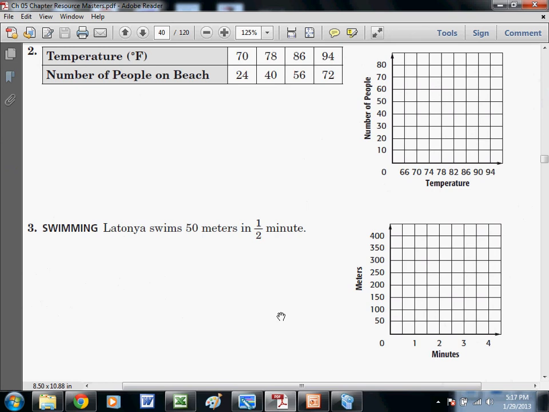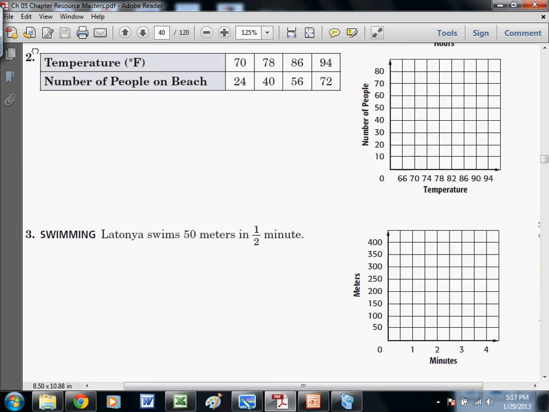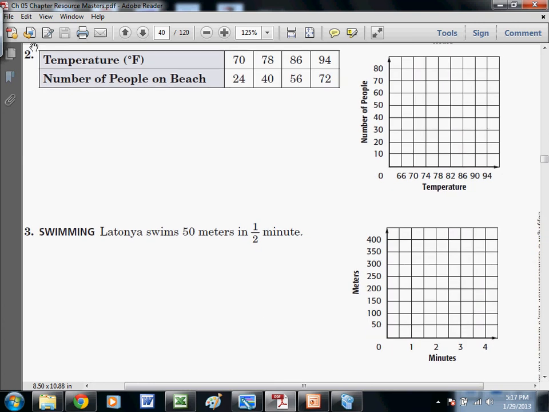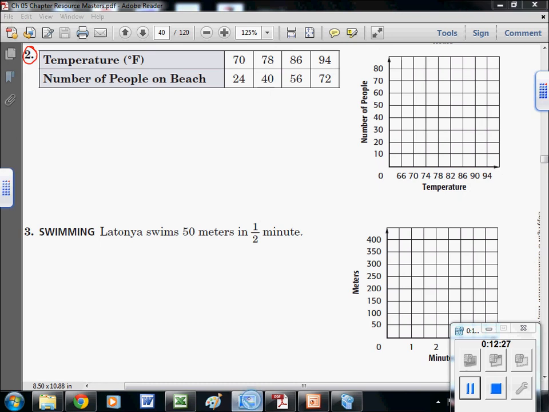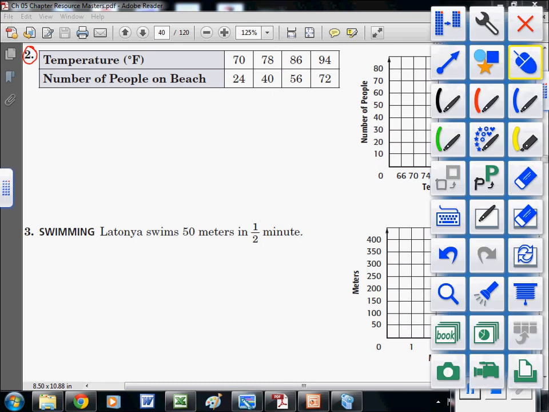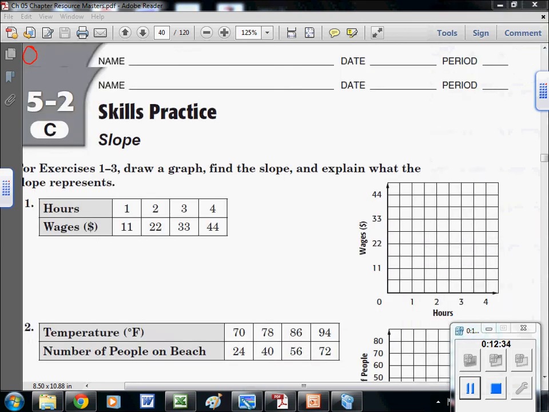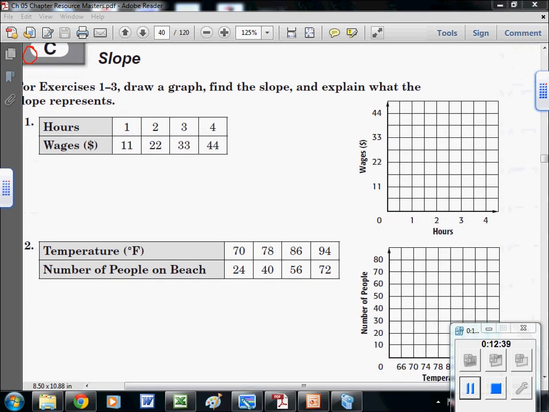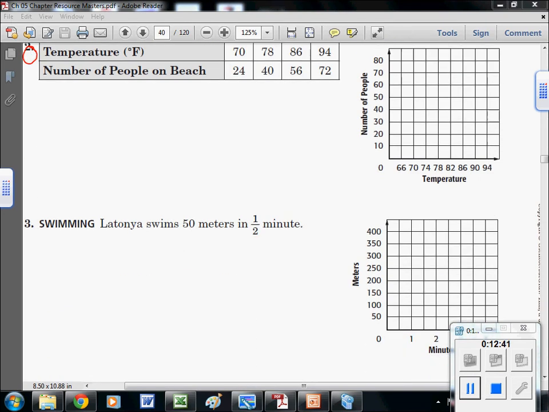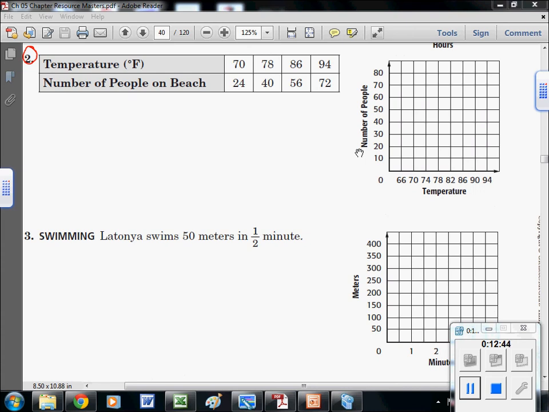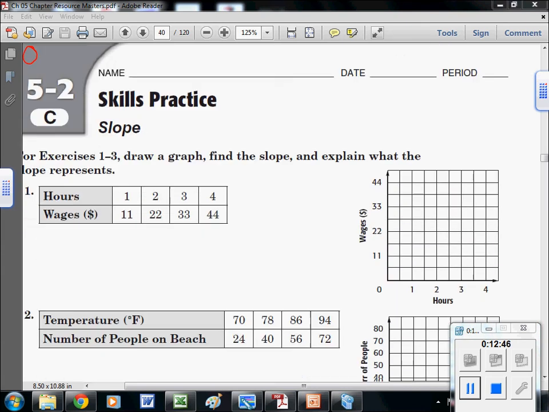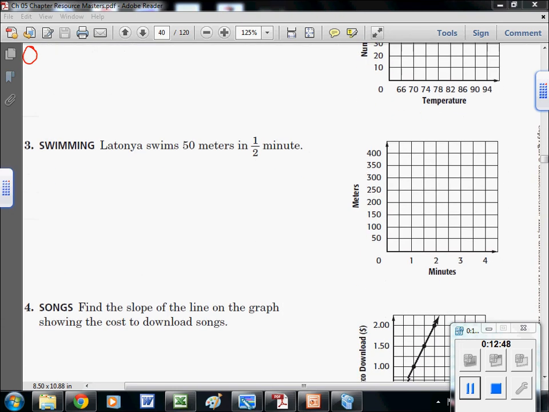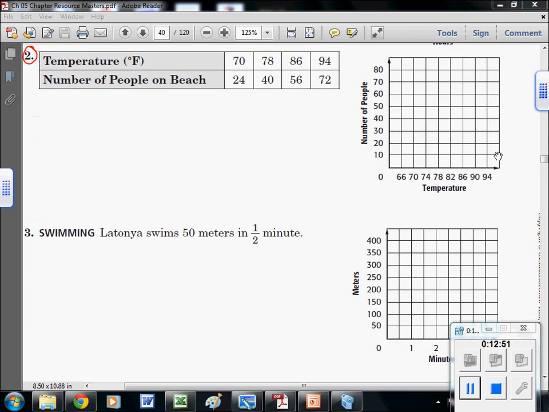All right, we're going to take a look at question number 2 on this page. Question number 2 is what we're going to take a look at. So as you read through, the instructions say to draw the graph, find the slope, and explain what the slope represents. So draw the graph, find the slope, and explain what the slope means. That's what we're doing.